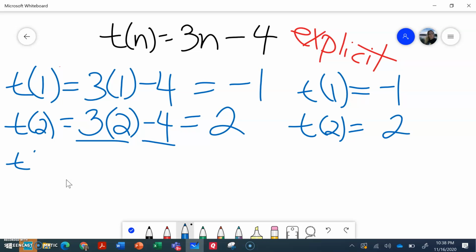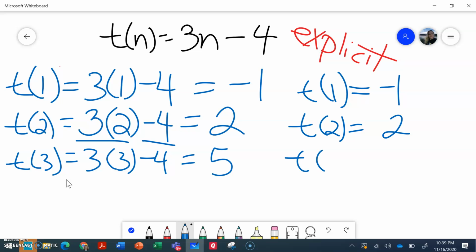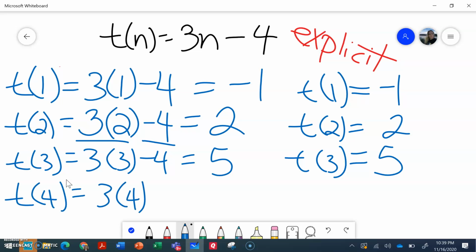Then we're going to try t of 3. So we just replace n with 3, and we get 3 times 3 minus 4. Well, 3 times 3 is 9. So 9 minus 4 is 5. So t of 3 is 5. Let's do one more. Let's do t of 4. So we get 3 times 4, which is 12, minus 4, that's 8. So t of 4 is 8.